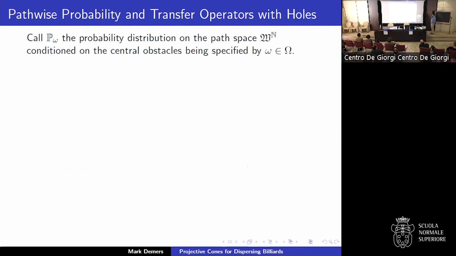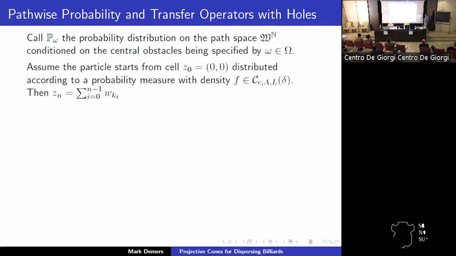Okay, so suppose we have some probability distribution, right? We want to put down some random collection of central scatterers. That'll be our omega, and that'll give us a probability distribution of the scatterers. And then our change of cells cumulative at time n is just the sum of the change of cells. If we assume we start at 0, 0, then after n steps, it's just the sum of the change of cell unit vectors.